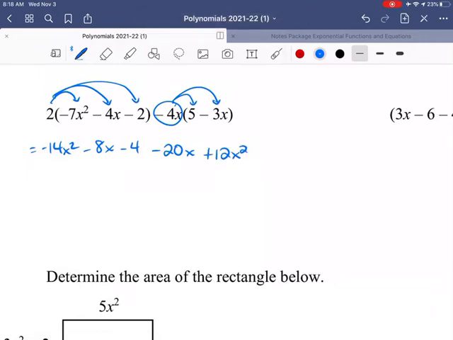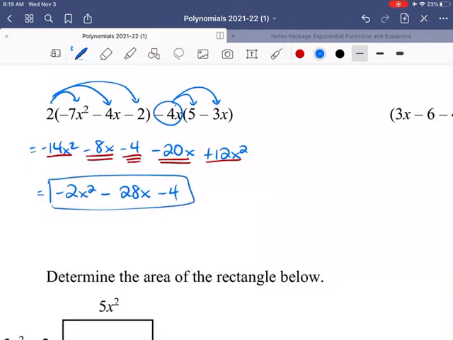So let's see if we can combine any stuff. Well, we've got negative 14x squared and 12x squared. That's going to simplify to negative 2x squared. Then we've got negative 8x and negative 20x gives me negative 28x. And lastly, negative 4 has nothing else to combine with. So we're just going to tack it on the end there.